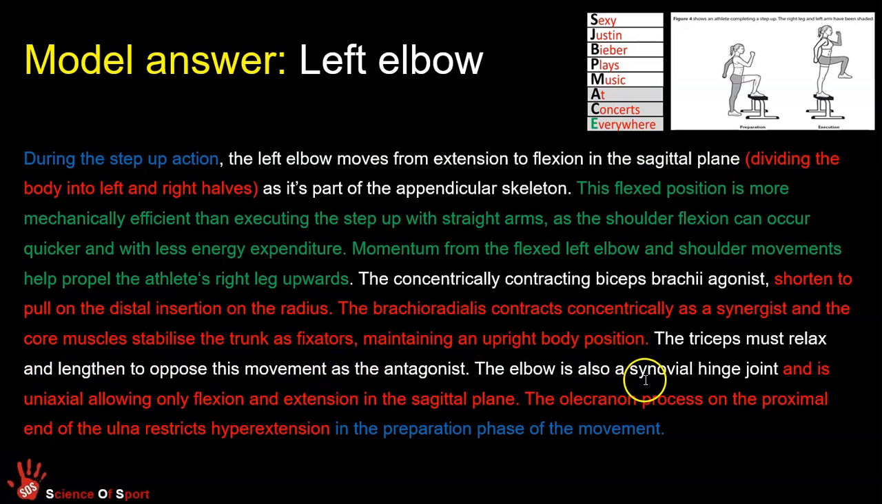The elbow is also a synovial hinge joint and is uniaxial flexor. We know this. Showing off the olecranon process. So that's the knobbly bit on your elbow. That's what stops you being able to hyperextend. So when you straighten your arm, you can only do it so far because you've got a process at the proximal end of your ulna that stops you being able to move any further. I've packed it. You won't probably get that much information, but I just want to show you the sorts of stuff that you can throw in.